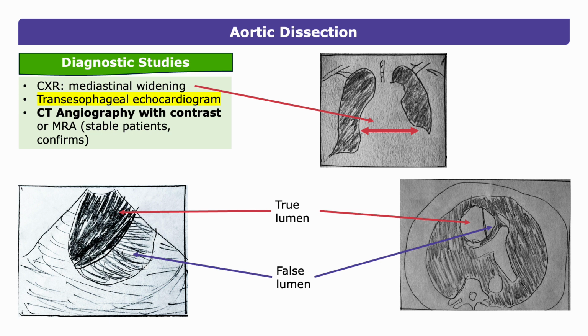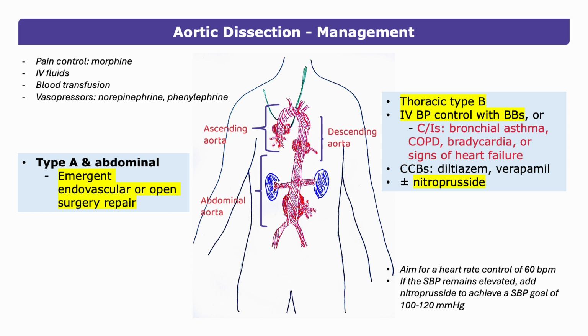If your patient is stable, meaning there is no hypotension, there is no severe pain at the moment, there is no tachycardia, then one of the things that you can use to confirm the diagnosis of an aortic dissection is going to be a CT angiography, which again is going to show the true and false lumen. But remember, we can only use this in patients who are stable, nobody else.